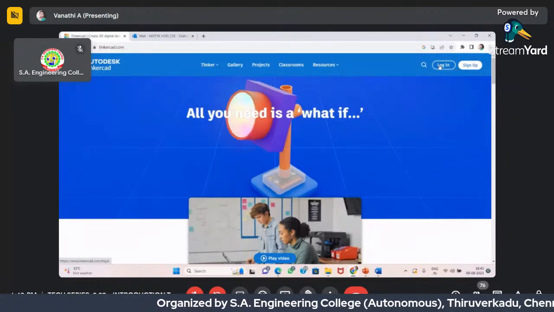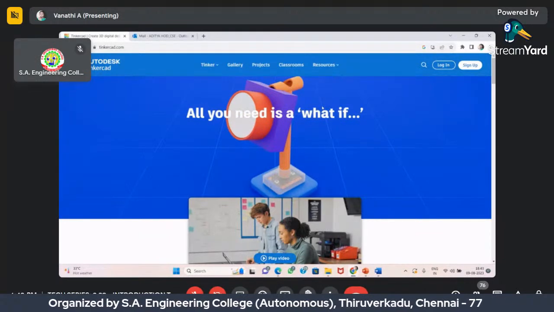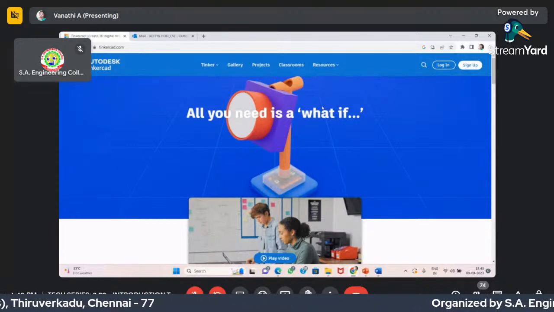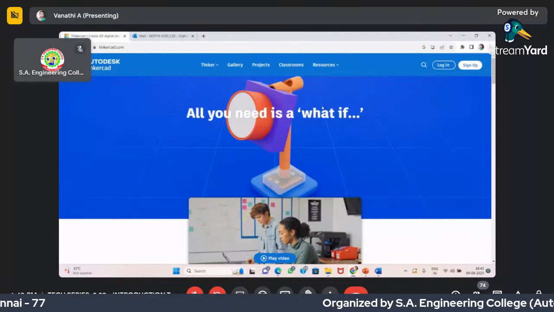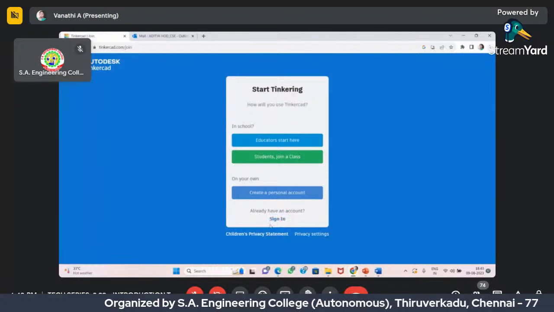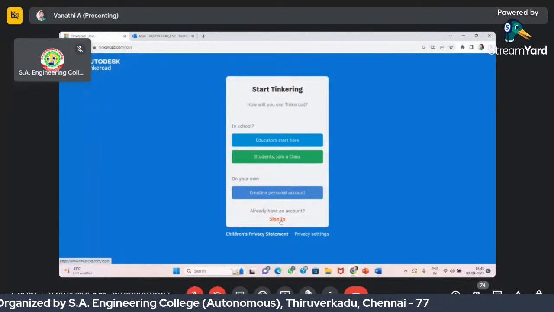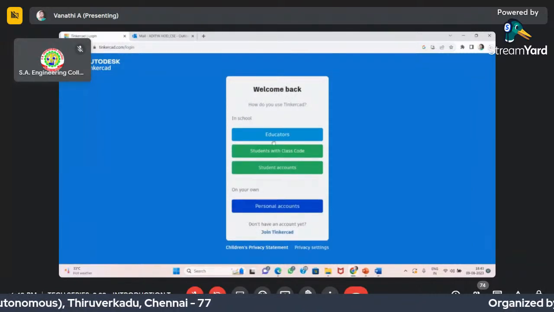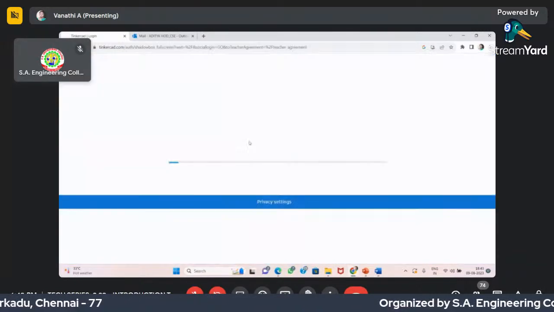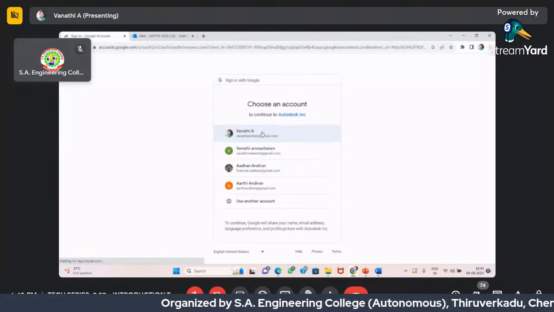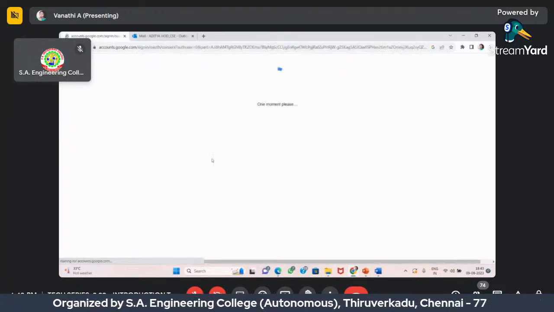I'll show. If you want to create an account, you can simply sign up, where you can join as a student or as an educator also. You can create it on your own. It will ask only for your name and email ID, and you may give your contact number. Since I have an account, I'll go directly. I have a Gmail ID which I have connected to it. If you have a Gmail also, you can connect it directly.